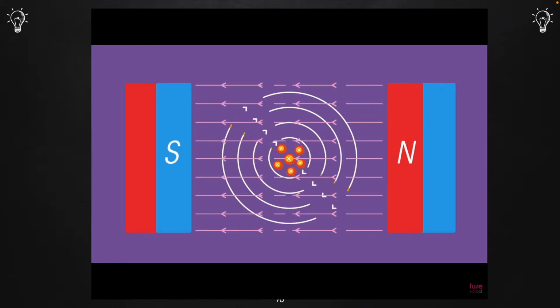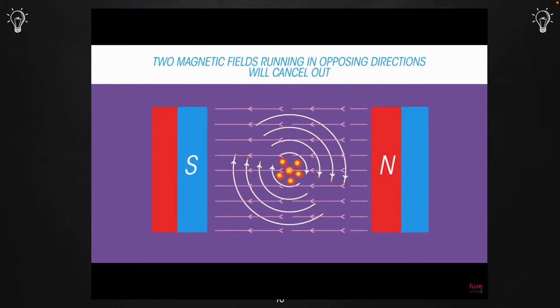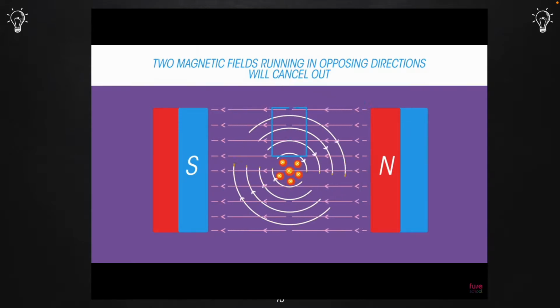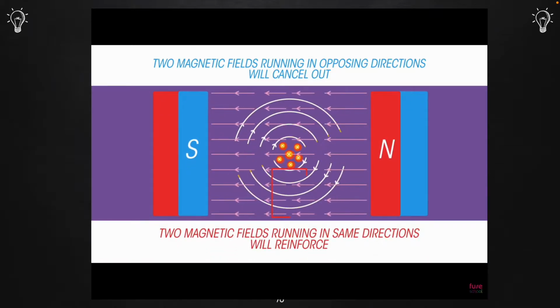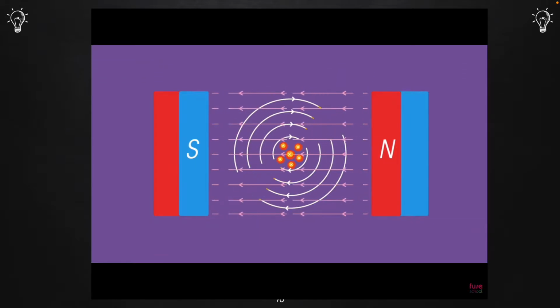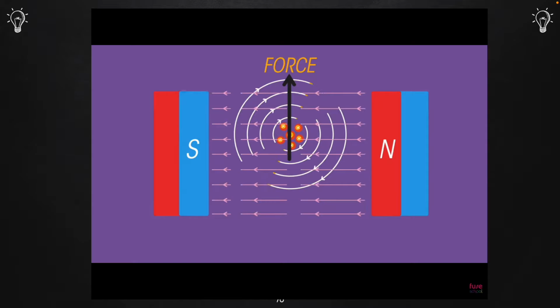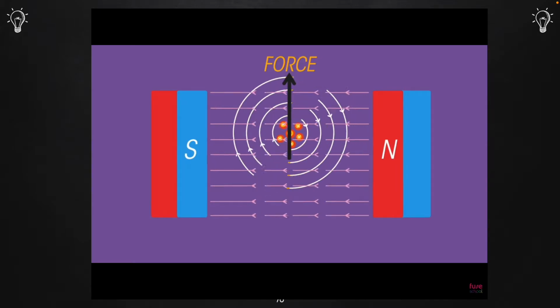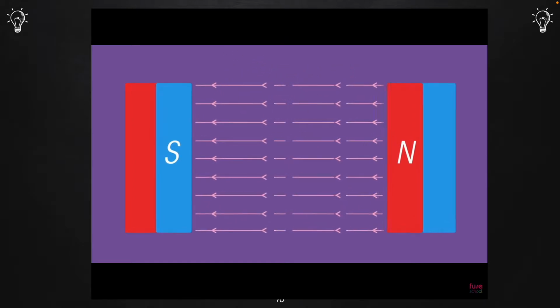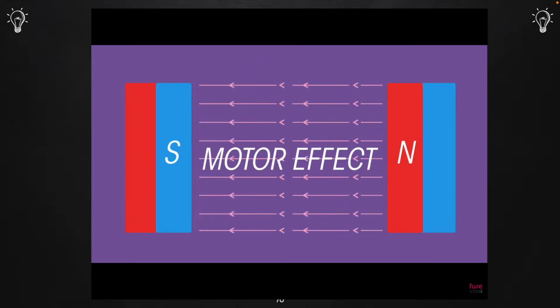These magnetic fields interact. Above the wire these two fields run in opposite directions and so cancel each other out. Below the wire, the fields run in the same direction and reinforce each other. The wire is pushed away from the strong field towards the weak one. So the wire will be pushed vertically upwards out of the magnetic field. This is the motor effect.